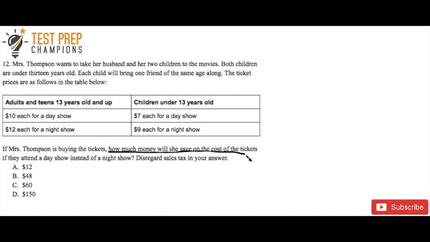Well, we want to find the amount of money that she's going to save on the cost of the tickets if they attend a day show versus a night show. So that's what we're looking at. We're looking at the amount of money she'll save if everybody attends a day show and a night show. So first of all, the day show versus the night show. So basically, let's map this out here.